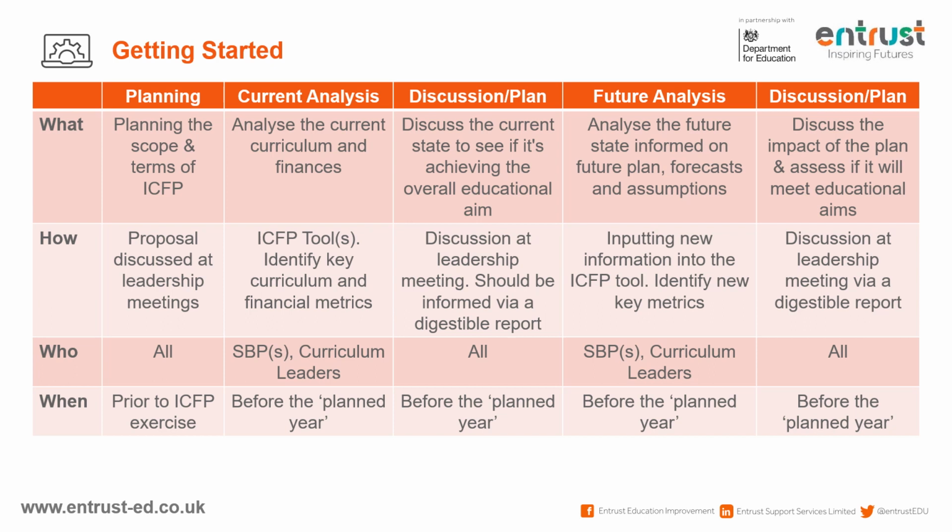Finally, at the planning stage, schools should reconcile their staffing and curriculum plans with what can be delivered in a balanced budget and write a strategic plan for the next 3 to 5 years. As with any project, this should be regularly reviewed and updated as things change. The ICFP process can seem overwhelming at first, but there are plenty of resources available to support you, which we will be looking at later on.